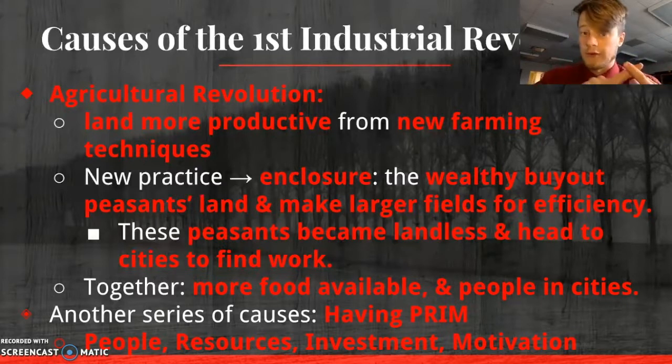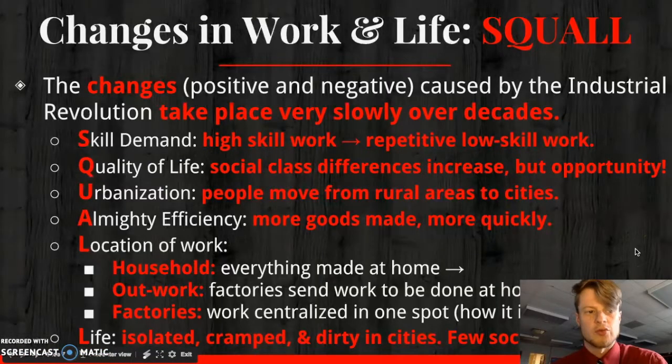So you put the Agricultural Revolution together and you put PRIM together and you've pretty much got the two great causes for the Industrial Revolution. So how did the Industrial Revolution change people's work and life?